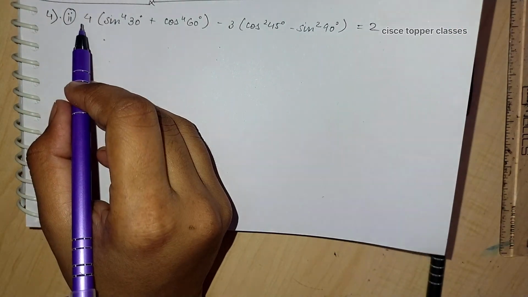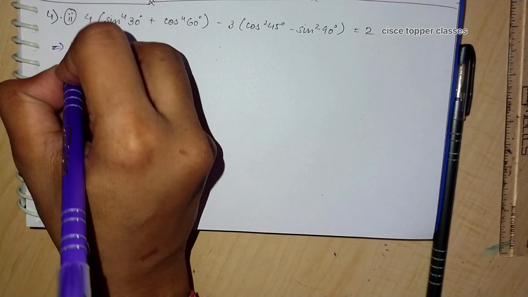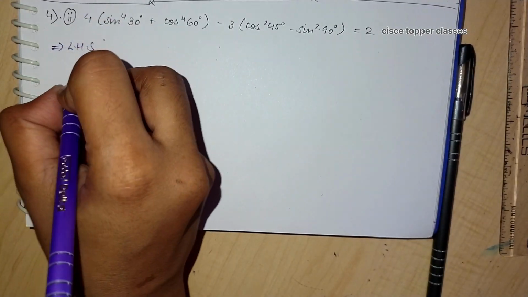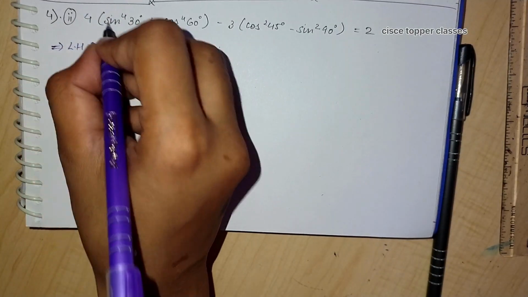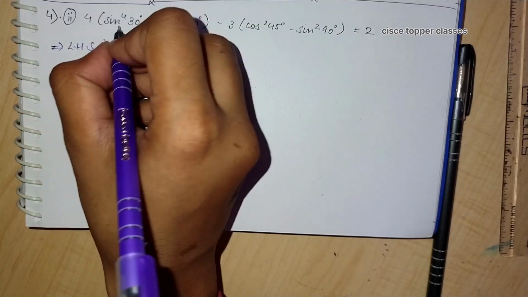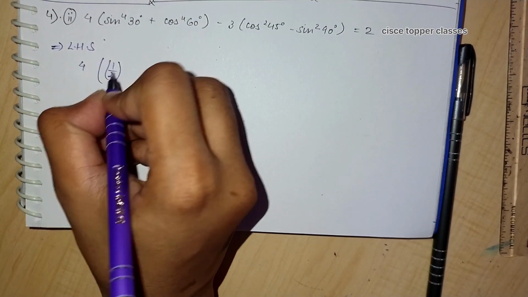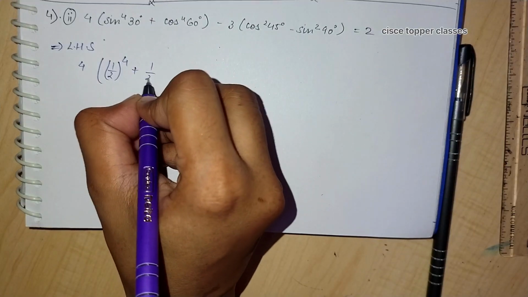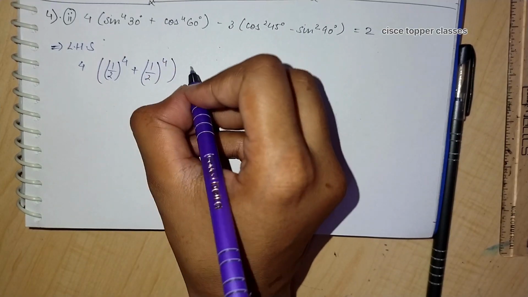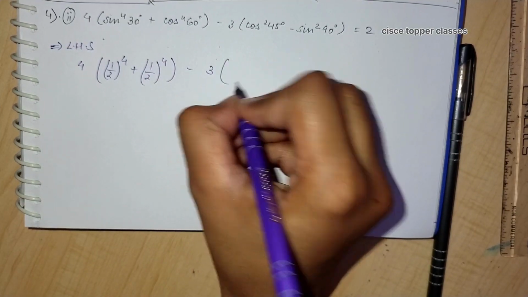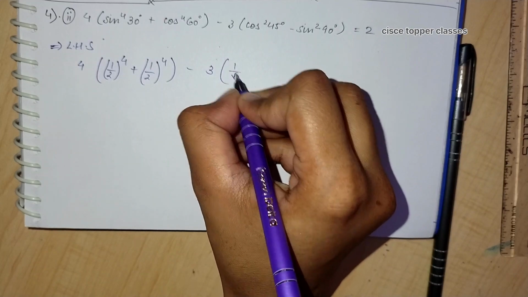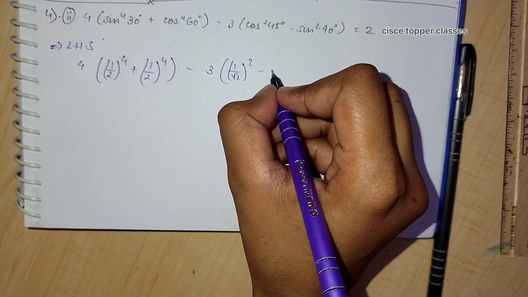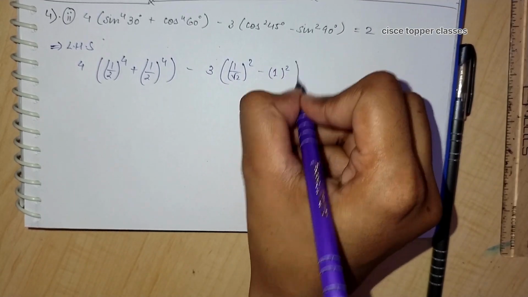Let's solve question number 4, second part. Here we firstly will take the LHS part, left hand side. So this will be 4, on putting the value sin power 4 30 degree. We know sin 30 is 1 by 2. So power 4 of 1 by 2 plus cos power 4 60 degree. This will be again 1 by 2 power 4. Again minus 3 cos square 45 will be 1 by under root 2 whole square minus sin square 90 will be 1 square.